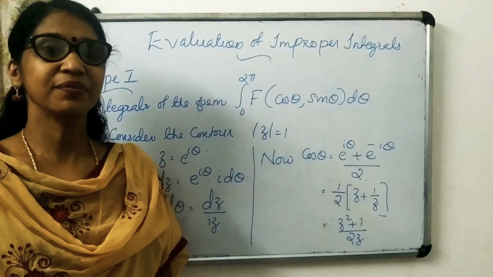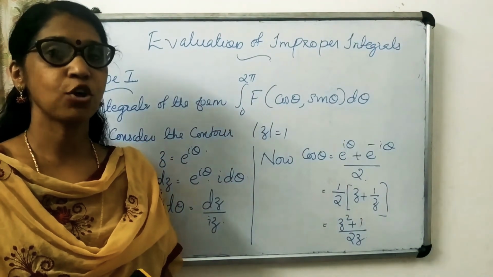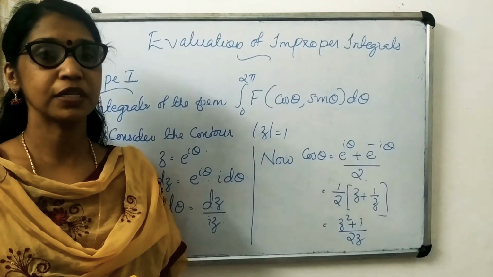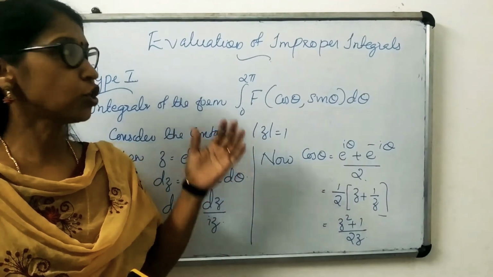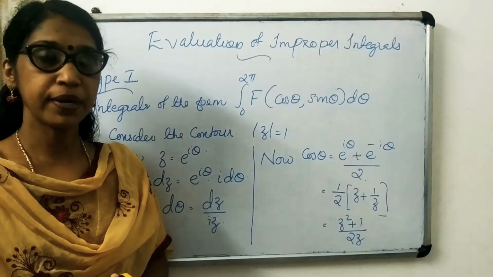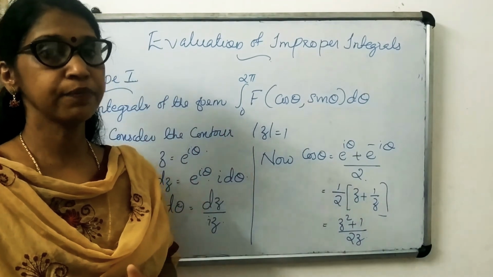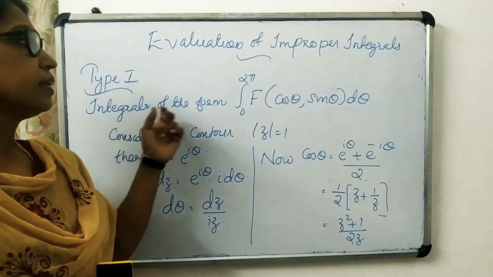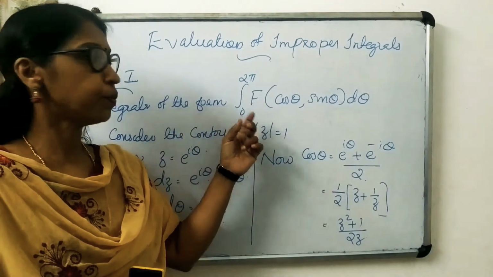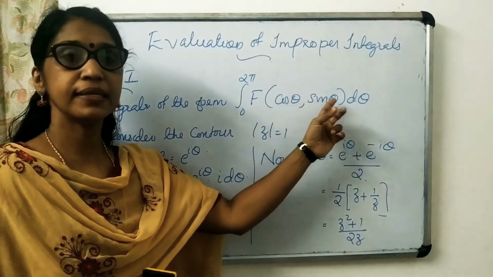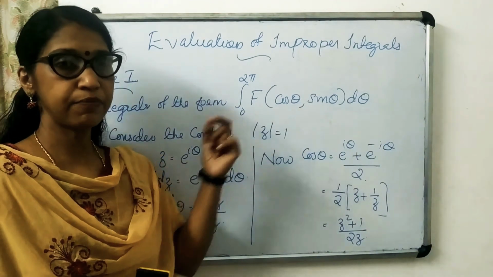Hello students, today we are moving on to the last topic of the fifth module, residue integration. Now the last topic is evaluation of improper integrals. We have to study two types of problems in this topic. Type 1, integrals of the form integral over 0 to 2 pi f of cos theta, sin theta d theta. This is type 1 problem.